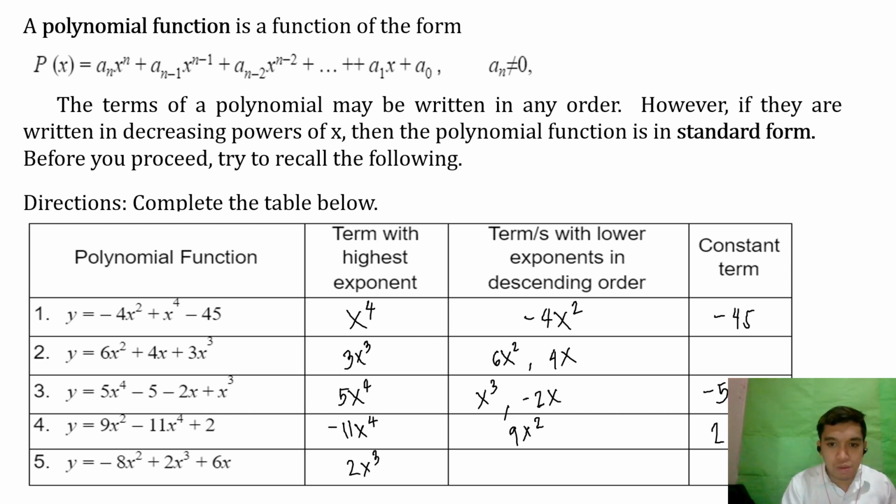Then the terms with lower exponent in descending order is negative 8x squared. Then next is 6x. So wala tayong constant term sa number 5. So dapat pag inarrange mo siya dito, terms with lower exponent in descending order, mauuna yung term na may mas malaking exponent, then panghuli yung term na may pinakamaliit na exponent. Okay? So I hope na-gets ninyo ang ating activity dito. So let's proceed to our lesson.